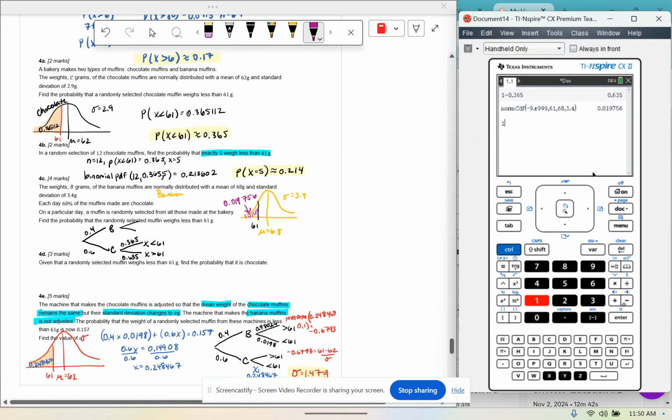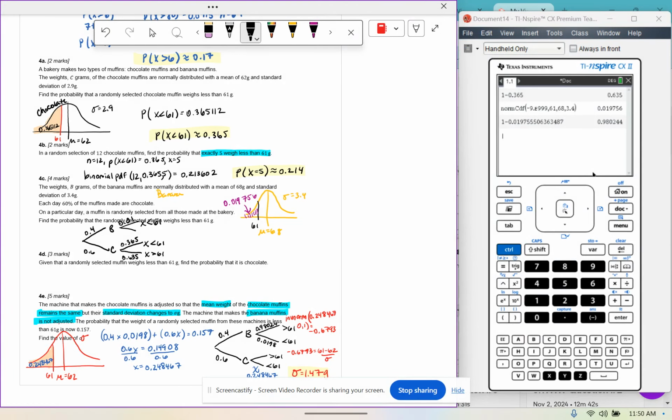0.019756. So do 1 minus that to find the complement. And that's going to be 0.980. So we have x is less than 61 is going to be 0.019756. And then x is greater than 61 is going to be 0.980244.